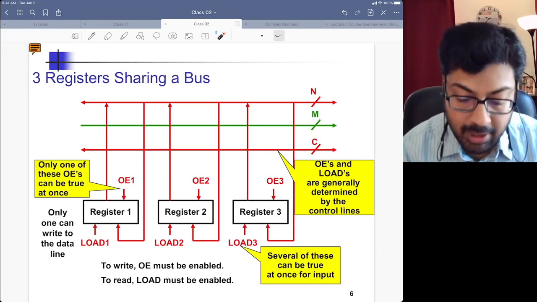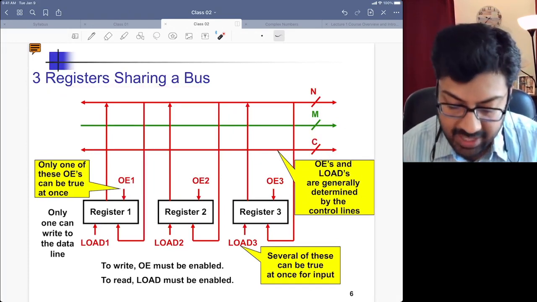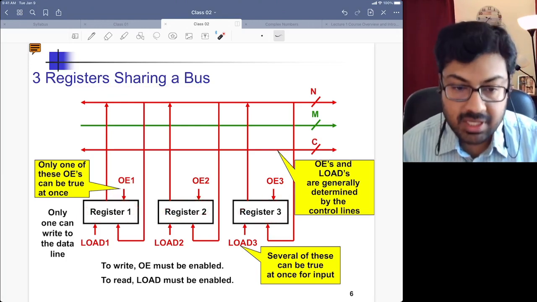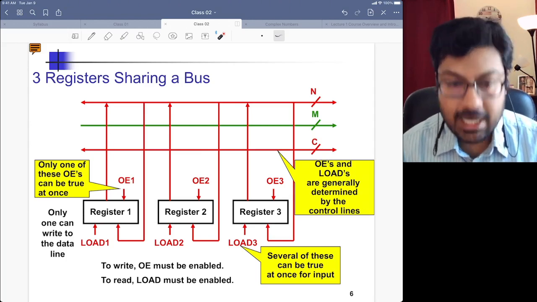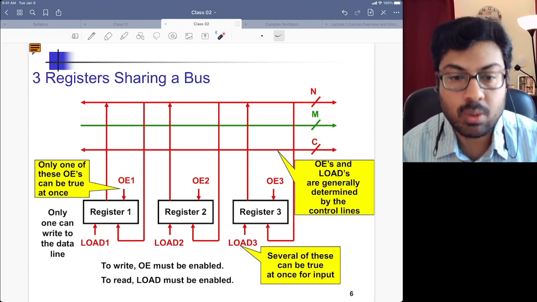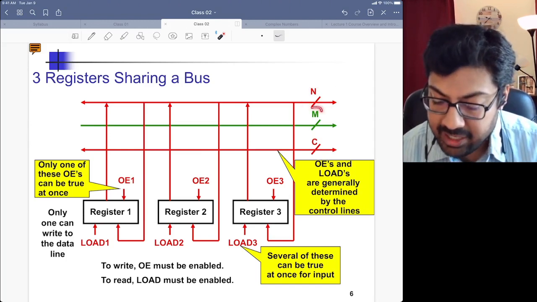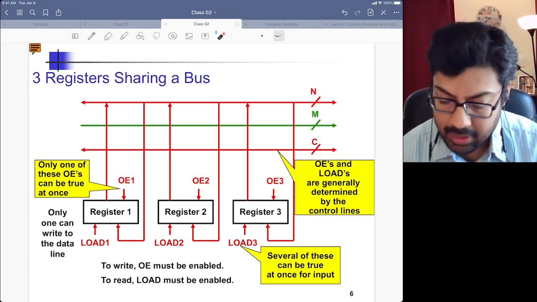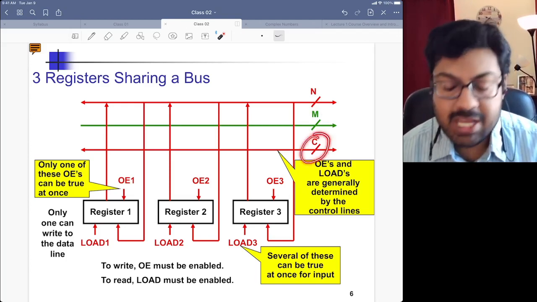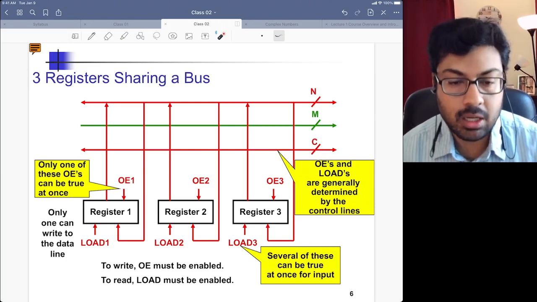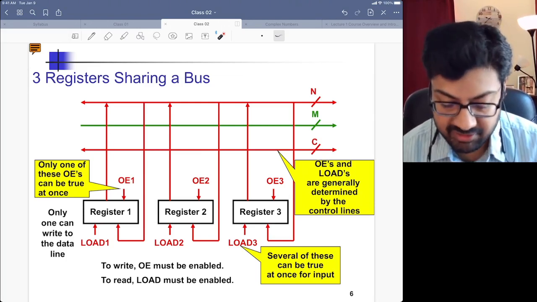Now, let's talk about the 3 registers sharing a bus. We have register 1, register 2, register 3. These 3 registers are sharing the data bus. We have a data bus over here which is n bit wide. We have an address bus which is m bit wide, which is not playing any role in this particular example. And then we have c bit control lines that are actually playing the biggest role in this particular example.